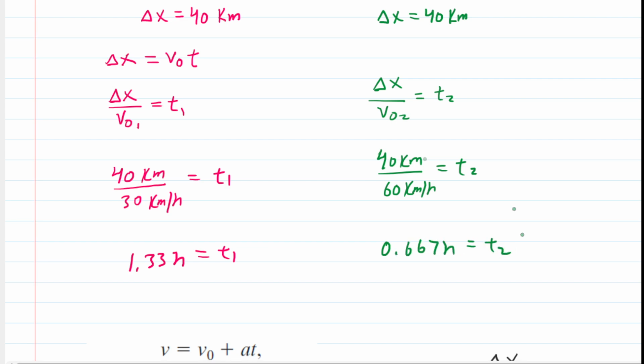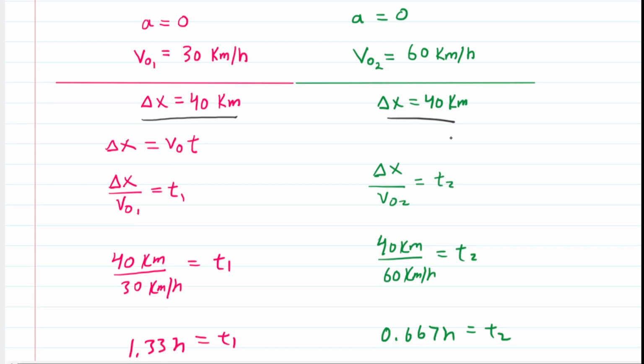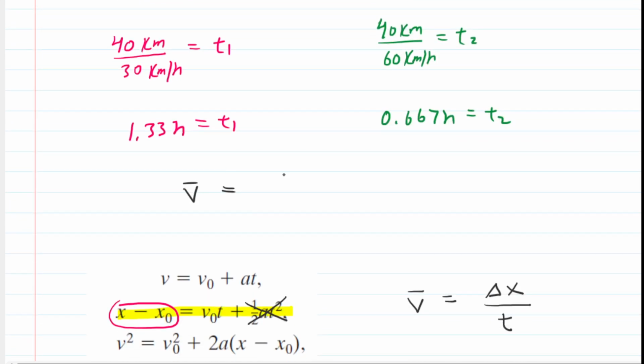And so now it's time for us to calculate this average velocity. Remember, the average velocity is the total displacement. Look at the diagram again. You can see the total displacement is going to be 80 kilometers for this straight line motion. It's 40 plus 40. So we have 80 kilometers in total displacement divided by the total time.